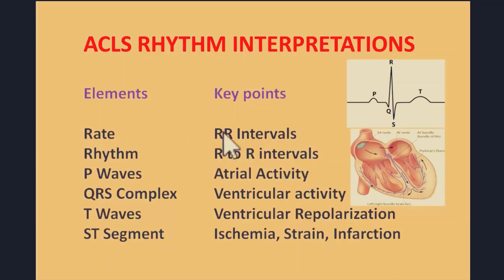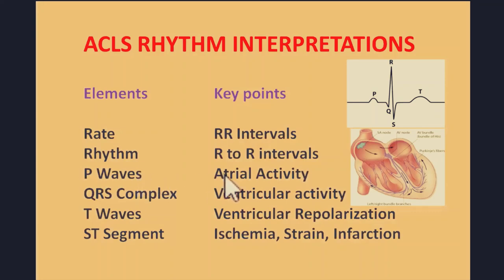The rate is determined by the time that is between the RR spikes. The next item we need to look at is the RR intervals. Are the RR intervals regular? That suggests a regular rhythm. If the RR intervals from one cycle to the next cycle and to the next cycle are irregular, then we are dealing with an irregular heart rhythm.